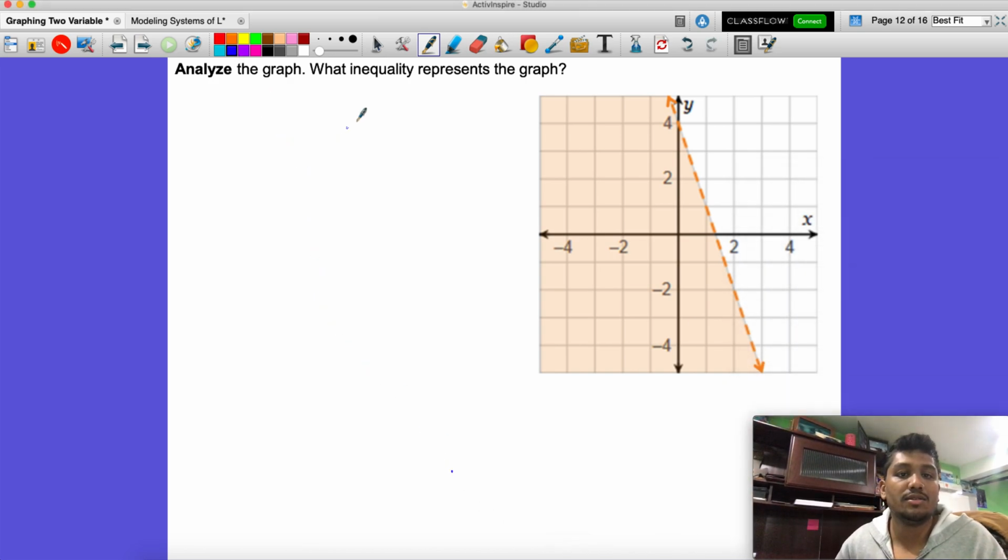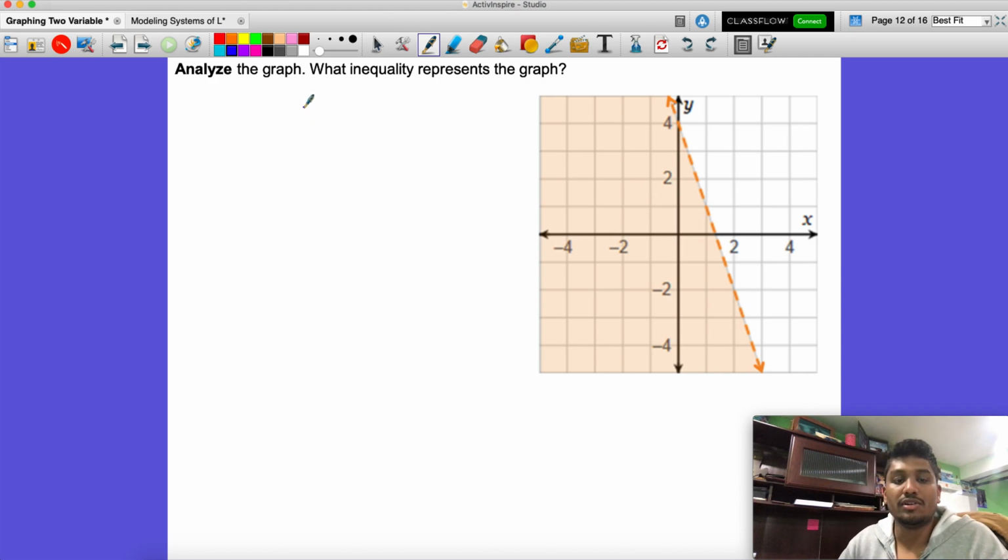Okay, so we have here a little bit more analyzing graphs, where we're given the graph and then we have to determine what the equation is. I feel like this might be the harder part to do, since most of the time we're given the equation or the inequality, we have to graph it, and we kind of know what to do. But when it's reversed on us, sometimes it becomes a little more complicated.